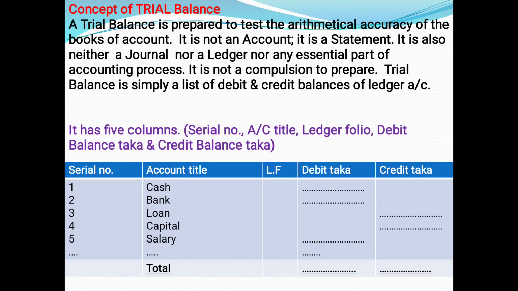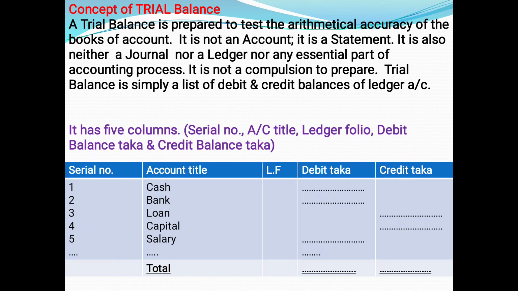You are watching in the app. In the lower part of this page, a trial balance format is given below. Serial number 1, 2, 3, 4, 5, 6, 7, 8, 9, etc. Account title: cash, bank, loan, capital, salary, etc. LF, that is ledger folio or reference column, debit taka and credit taka. The last one is total of debit and credit.